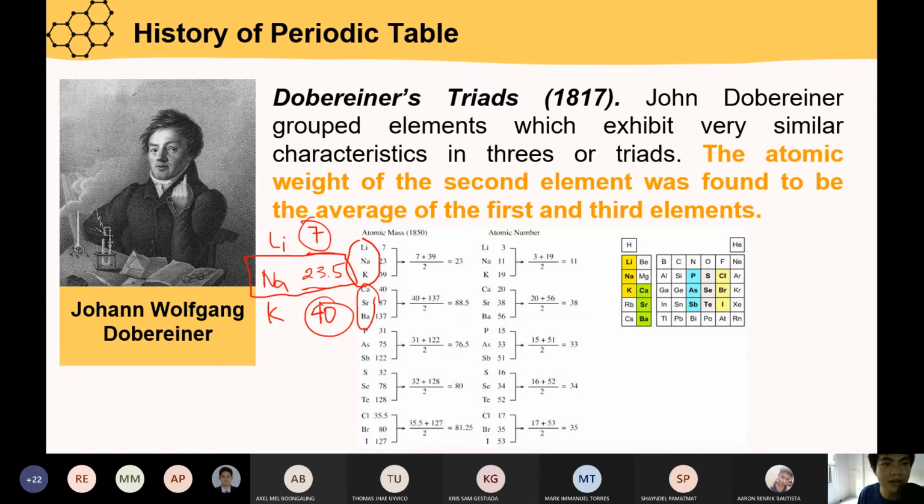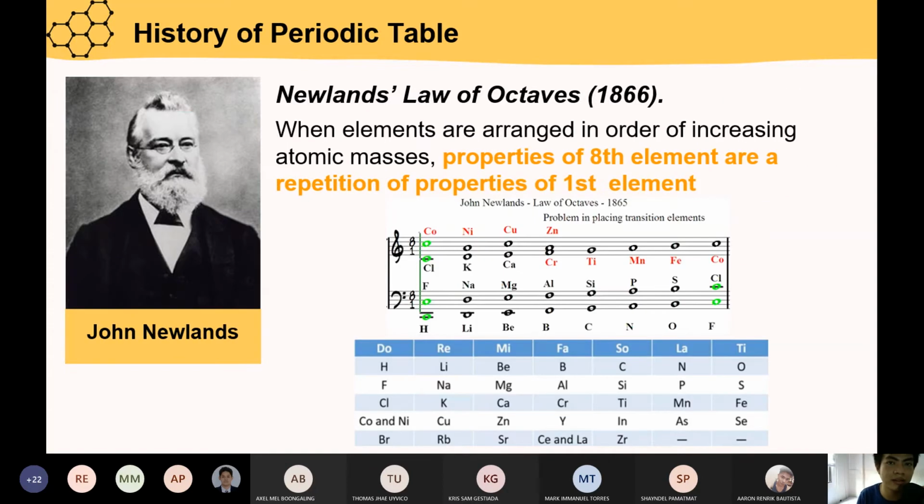Okay? However, since dumadaming elements na na-discover, okay, there is a need to make bigger tables kasi dumadami na yung elements na na-discover. Okay? So, dito na pumasok si John Newlands. So, John Newlands is a British chemist.